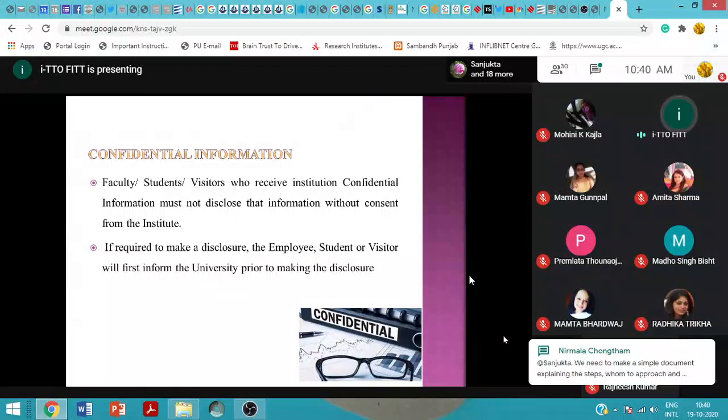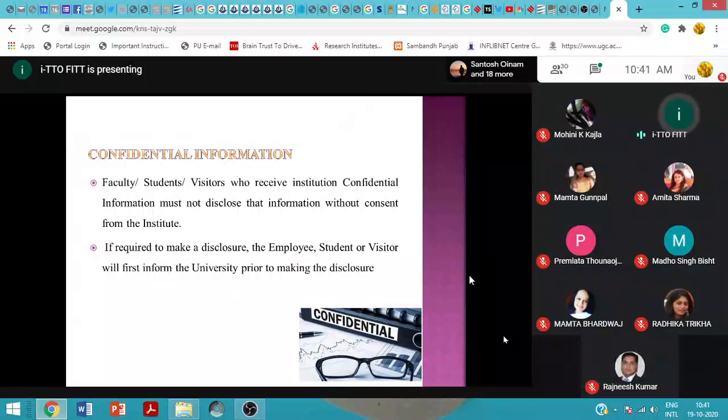Okay, confidential information. Faculty, students, and visitors who receive institutional confidential information, in fact any research work or invention disclosure, must not disclose that information without consent from the institute. Why? Because any work generated in any lab of the institution, where students or faculty are using the resources of the institute, or any student working under a professor is also using that professor's intellect. So all the work or information generated in any academic institution is confidential information, and the academic institution has the first right on that confidential information.